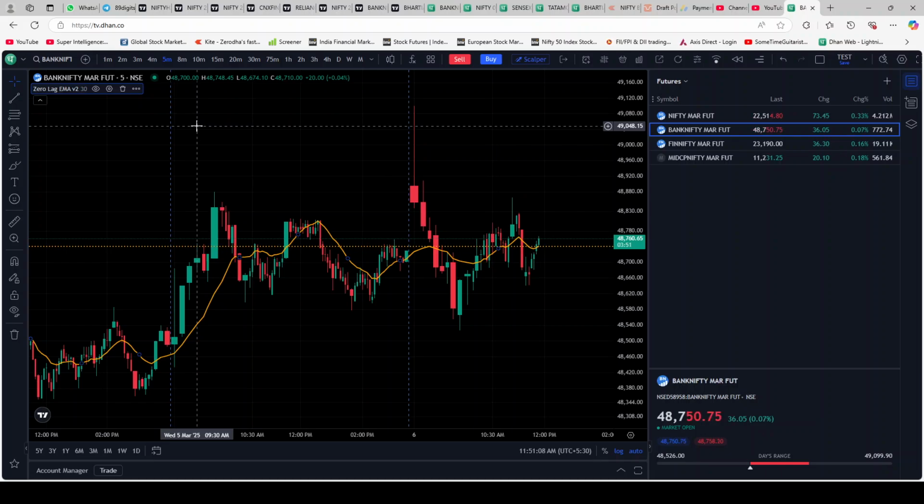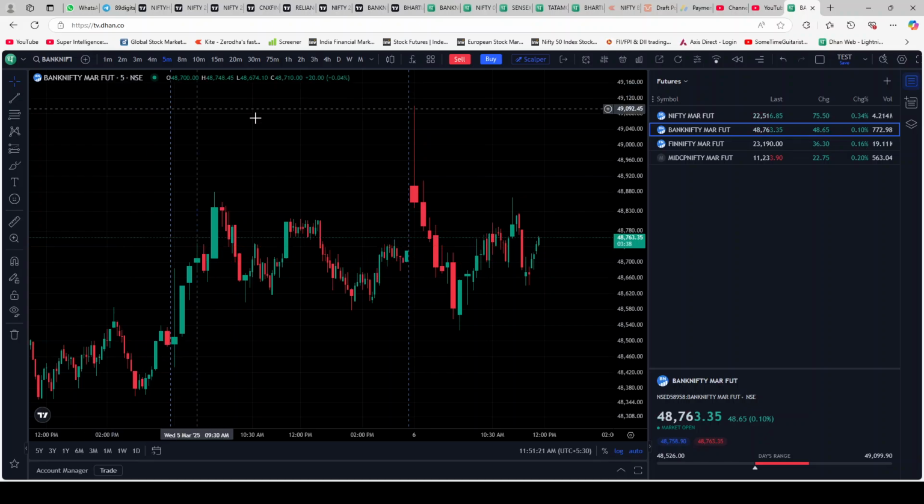So the first indicator is zero lag moving average. I should also mention the names of the indicators in the comment section and pin it so that you have no difficulty finding the new 4 indicators on Dhan. Okay. So this is the zero lag exponential moving average. I'll get rid of that.